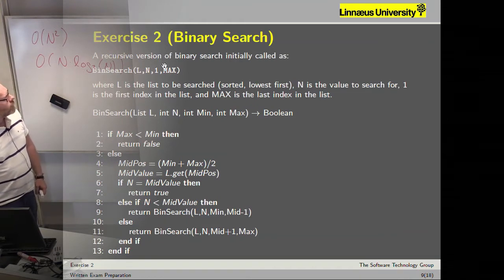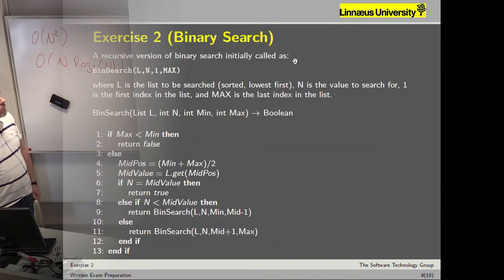Exercise 2, binary search. Recursive version of binary search, initially called as, here I present how my algorithm down here should be used. I'm saying that initially you are calling it as L, n, 1, max, where L is the list to be searched, n is the value to search for, 1 is the first index in the list, and max is the last index in the list. So this is how it should be used, and this is the algorithm.